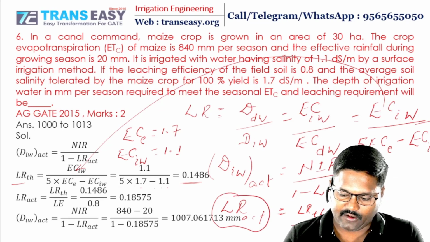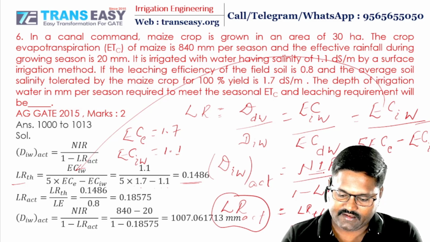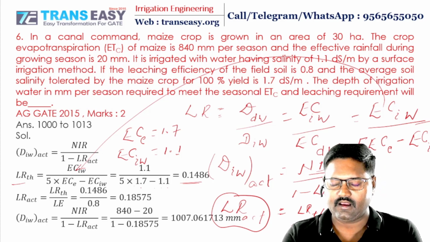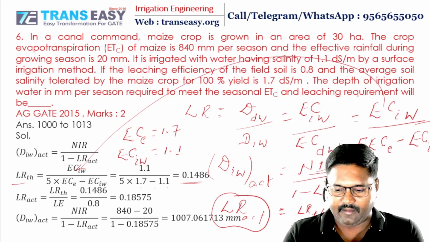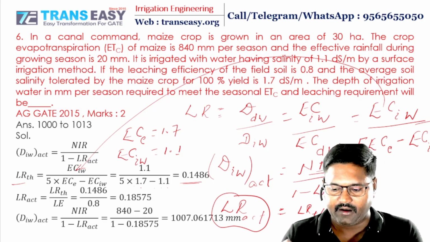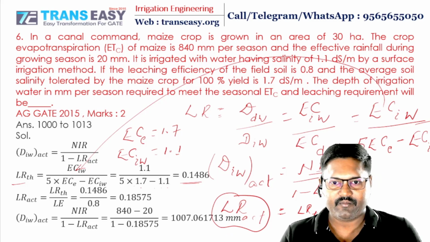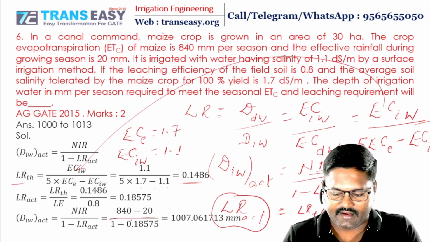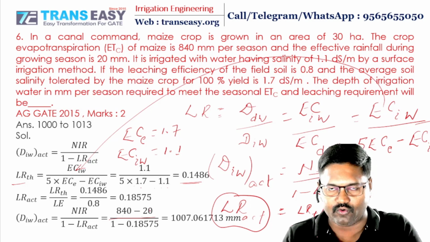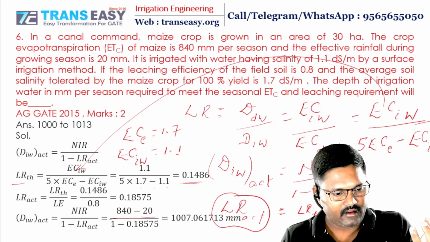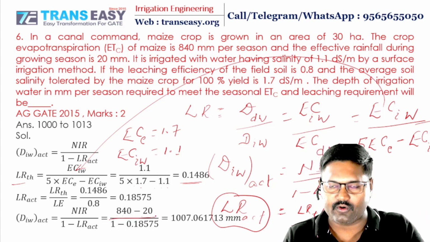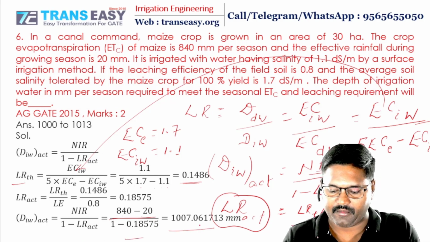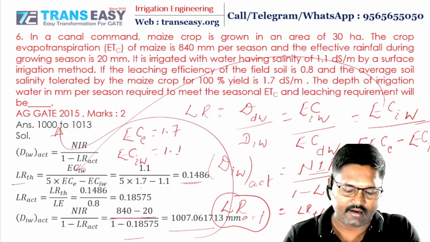Actual leaching requirement, net irrigation requirement is obvious. 840 per season is crop evapotranspiration, and 20 is coming from effective rainfall. So the remaining is actually obtained from the root zone. So net irrigation requirement is 840 minus 20, which has to be stored in the soil pores of the root zone, divided by 1 minus actual leaching requirement. And this fits in the GATE range.